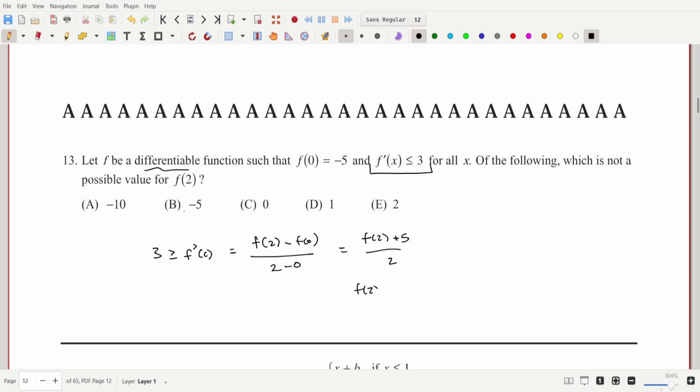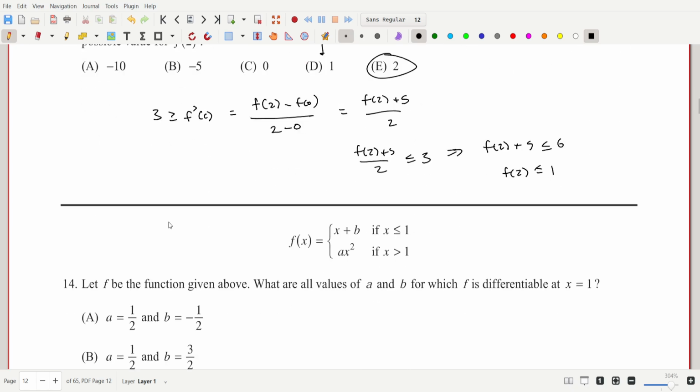So we have f of 2 plus 5 over 2 needs to be less than or equal to 3. F of 2 plus 5 needs to be less than or equal to 6. F of 2 needs to be less than or equal to 1. Cool. So 1 is possible if it's a straight line, and then e is not possible.